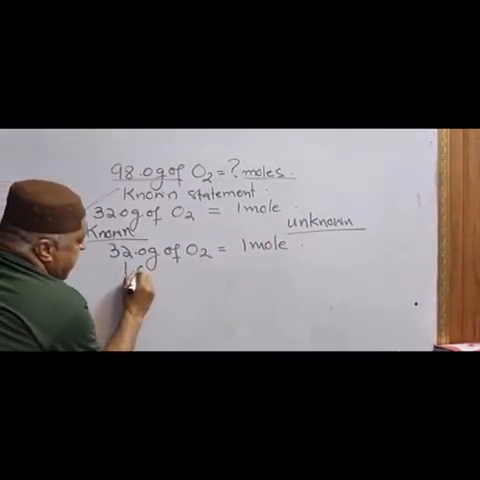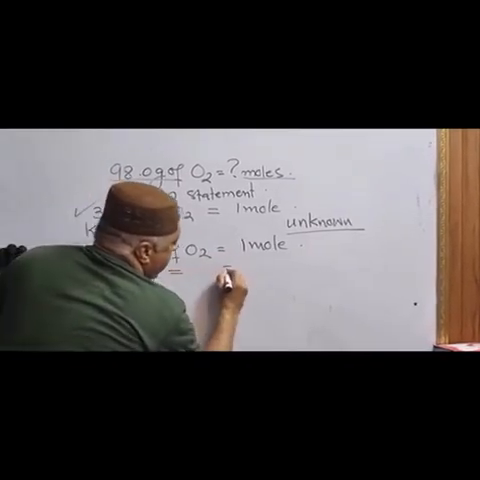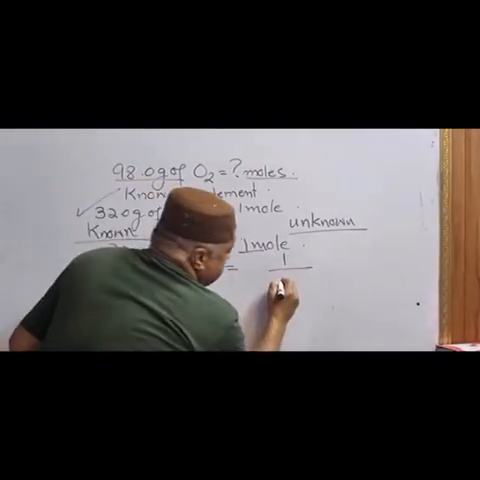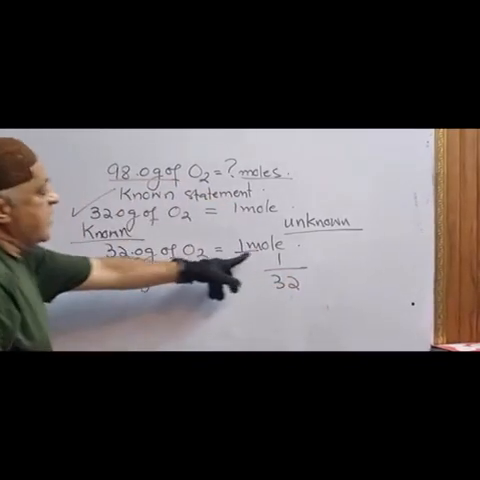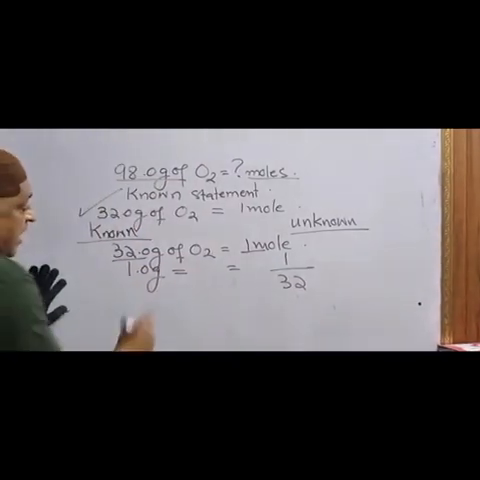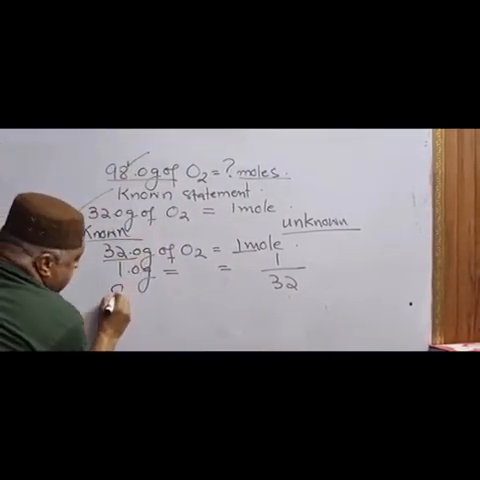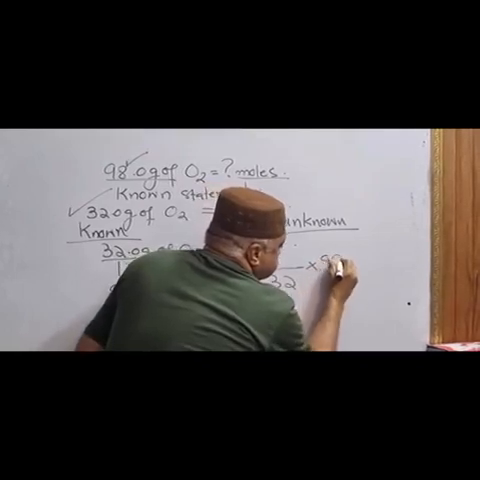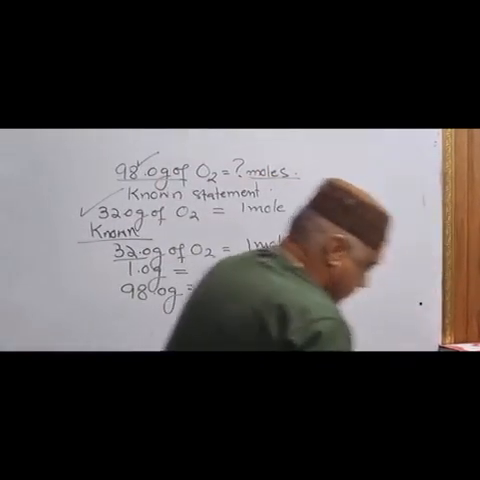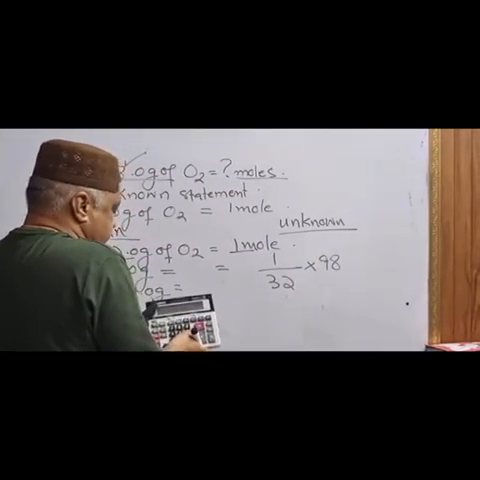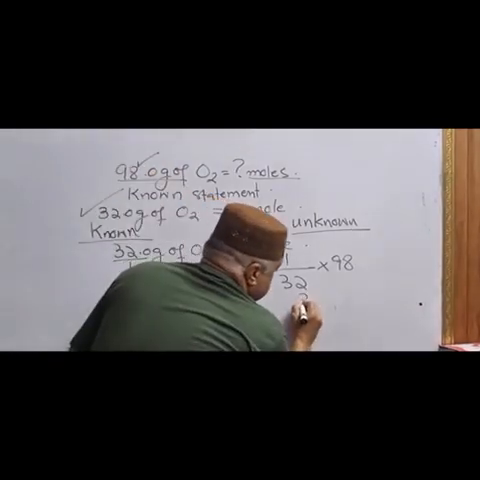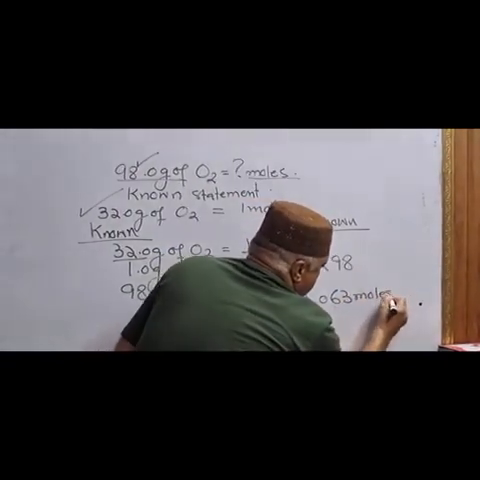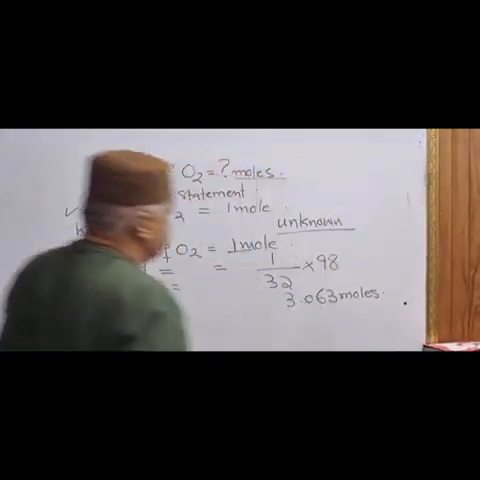First of all, find out the answer of 1 gram, and write this quantity in the denominator and this quantity in the numerator. What we have to find out is 98 gram. The quantity which we have to find out will be multiplied in this way. We find the answer: 98 divided by 32 is 3.063 moles. So this is the way to solve the problem.